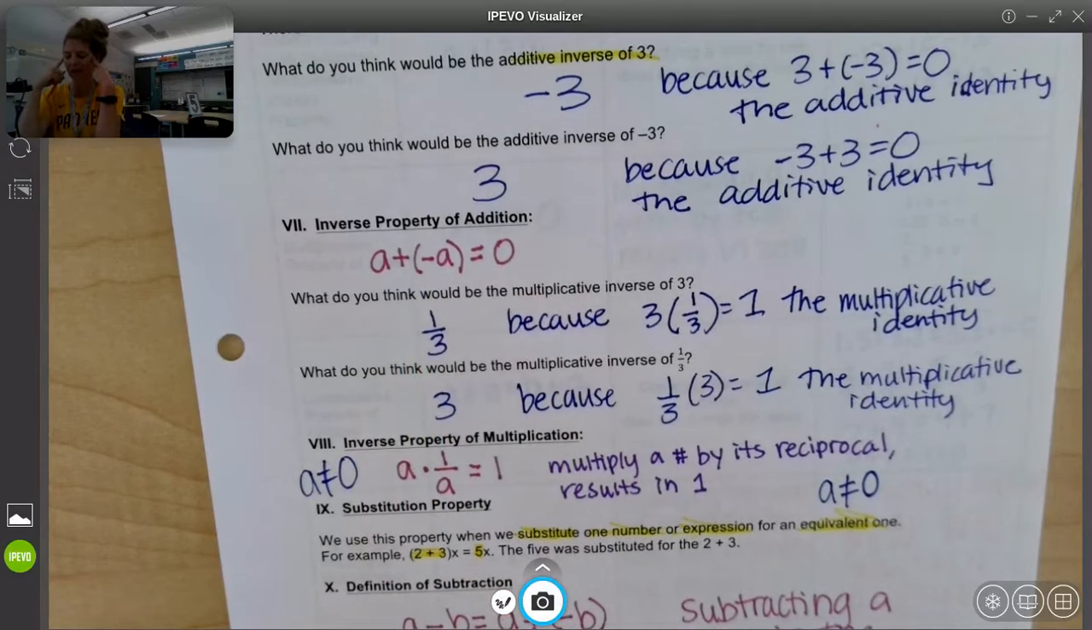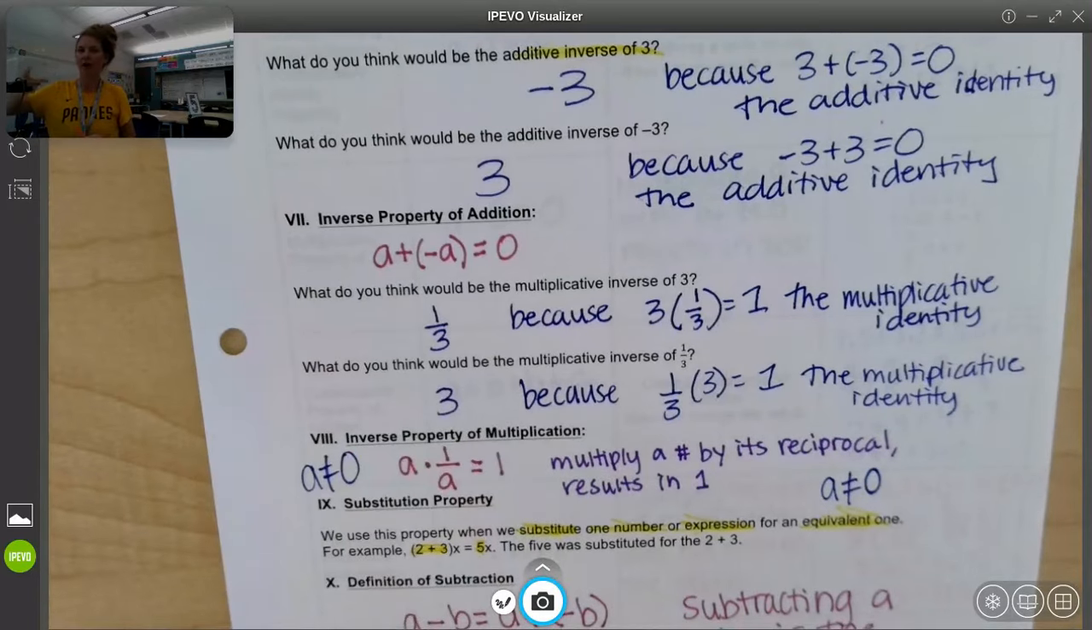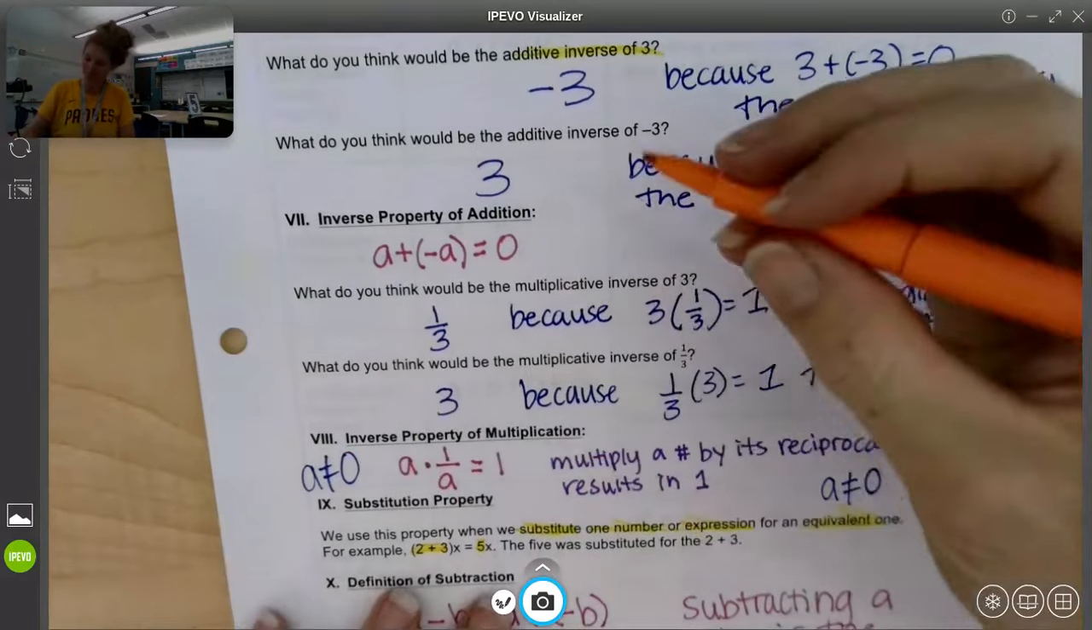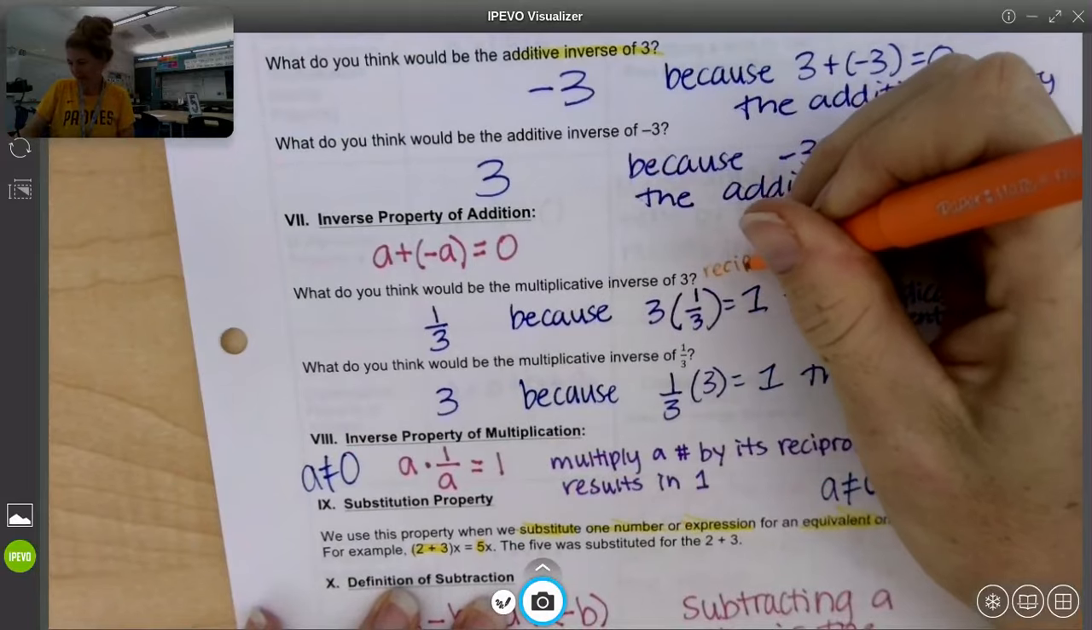So what do you think the multiplicative inverse of 3 is? The multiplicative inverse of 3 is 1/3, also called the reciprocal. That's right, reciprocal.